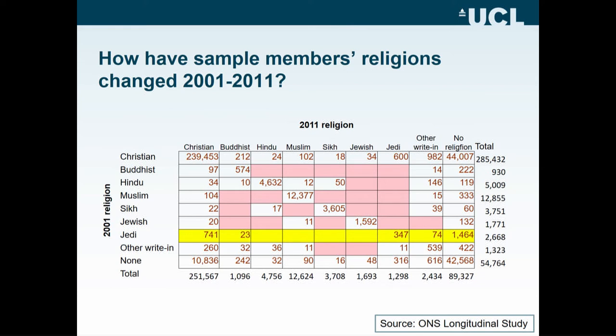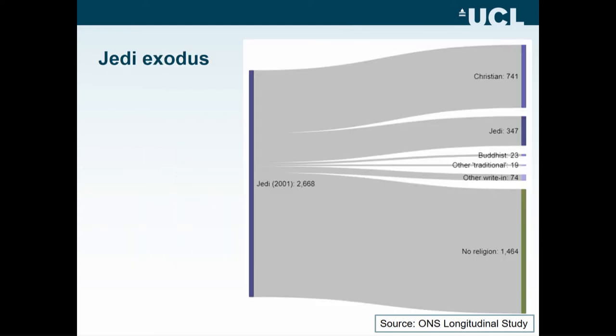But the largest group of people are these ones here who were Jedi in 2001 and indicated that they had no religion in 2011. And we can visualize this with the Sankey diagram as well. This is exactly the same data as the row that was highlighted on the previous page. Jedi are a fairly small proportion in 2011 of those people who were Jedi in 2001.